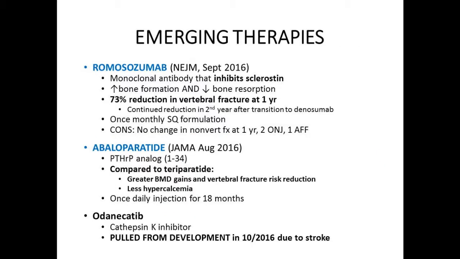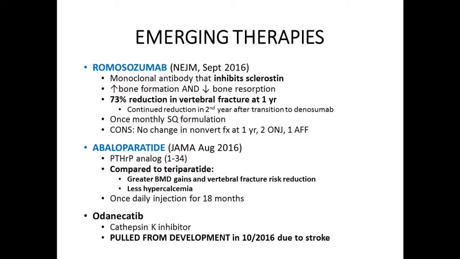Romosozumab was just written about in the New England Journal this year. It will be coming out probably, but it is not FDA approved. It's an antibody that inhibits sclerostin, and if you do that, you get both bone formation and less bone resorption. So it's the first drug that does both. Really impressive fracture risk reduction at the vertebra. They didn't see hip reduction, so I think that's going to be a little bit of a bummer for that company. We really want hip fracture reduction.